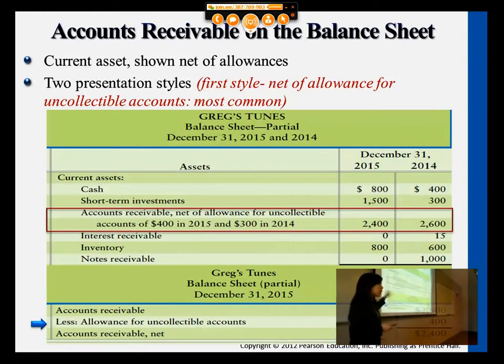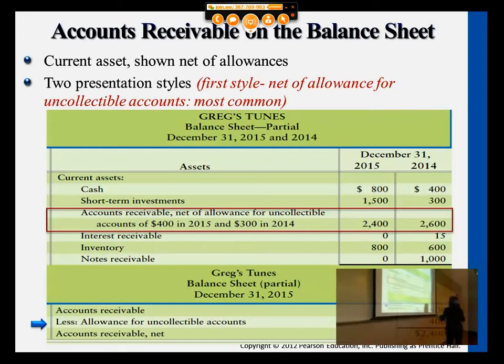So there are two ways to represent these. You can either represent it in net form already, or just put it in separate lines. So you have the original balance of accounts receivables, which relates to the total sales or service revenue. And then you have the allowance account for uncollectibles listed right underneath it. But both of them represent the same information.